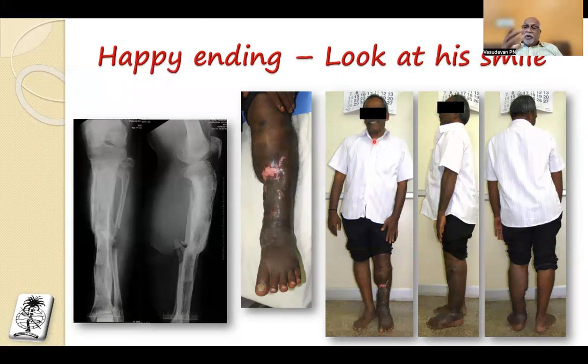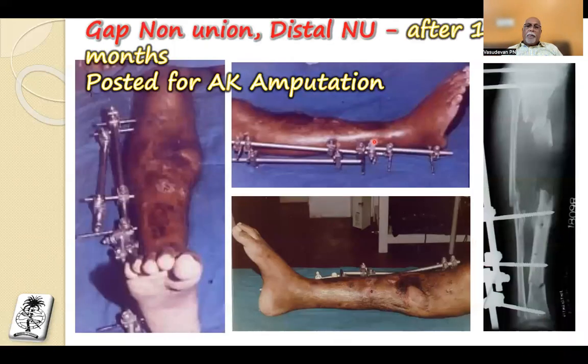And unfortunately, it was a completely free surgery for him. He is lucky and you can see the smile on him. But it took about nearly 3 months. He was in the hospital without any expense. He was my junior in, I think, '93, '94. He had more than an 18-month-old injury. He was posted for above-knee amputation.